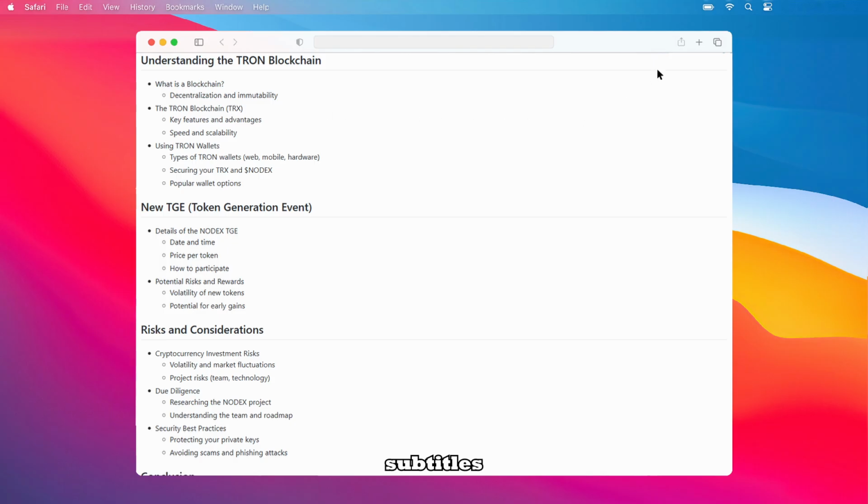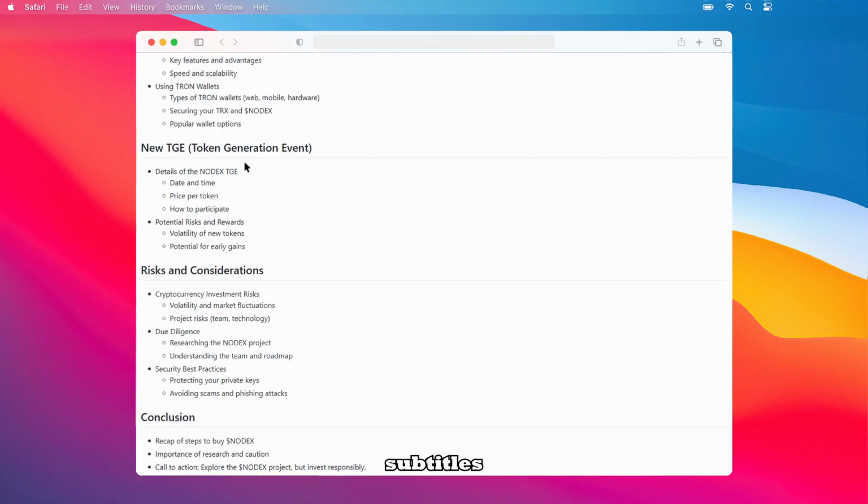But also, you need to know the potential risks and rewards, and the volatility of the new tokens, and the potential for early gains. If we're investing, let's address some risks and considerations. Cryptocurrency investment risks, volatility, market fluctuations, and project risks.